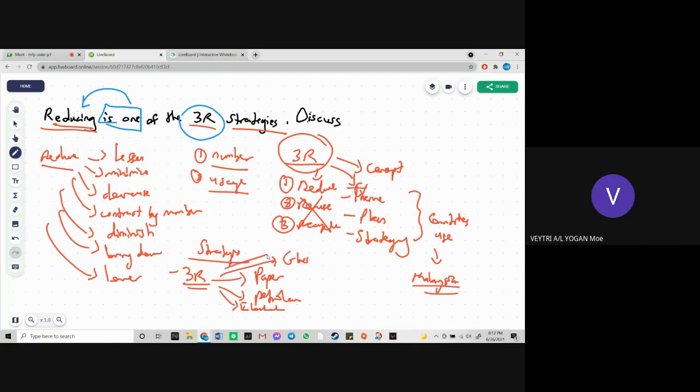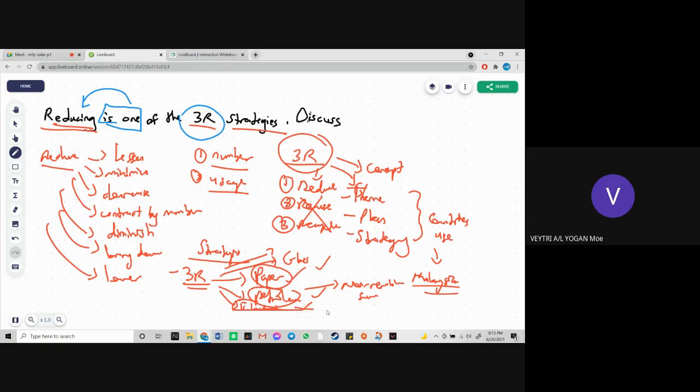We can also talk about reducing the usage of electricity, petroleum, paper, glass, and so on. There are so many other things that you can reduce your usage of. These are the main things: paper, petroleum, and electricity. Why do I say so? Because number one, petroleum is a non-renewable source. When we talk about petroleum, it's a non-renewable source.